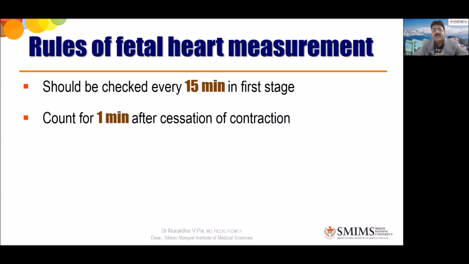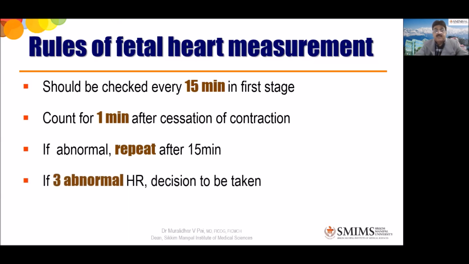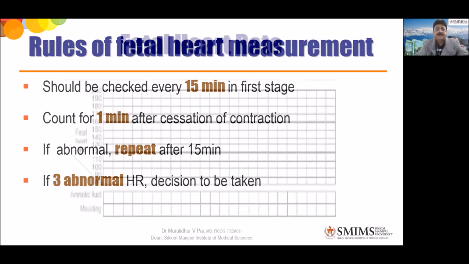I will tell you this in another class when I take class on fetal monitoring during labor. Why you cannot just count for 15 seconds and multiply it by 4. All of you know that there is something called beat-to-beat variability. If abnormal, we must repeat the counting after 15 minutes and take a call. If there are 3 abnormal heart rate patterns, a decision for cesarean section or an instrumented delivery should be taken.